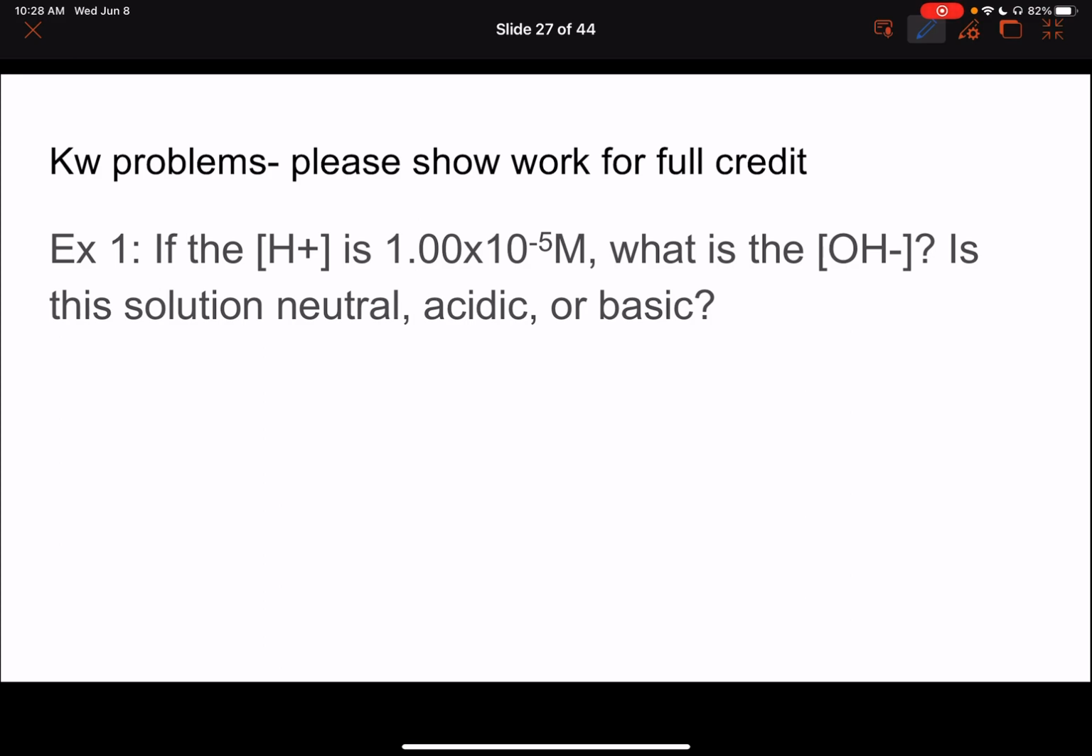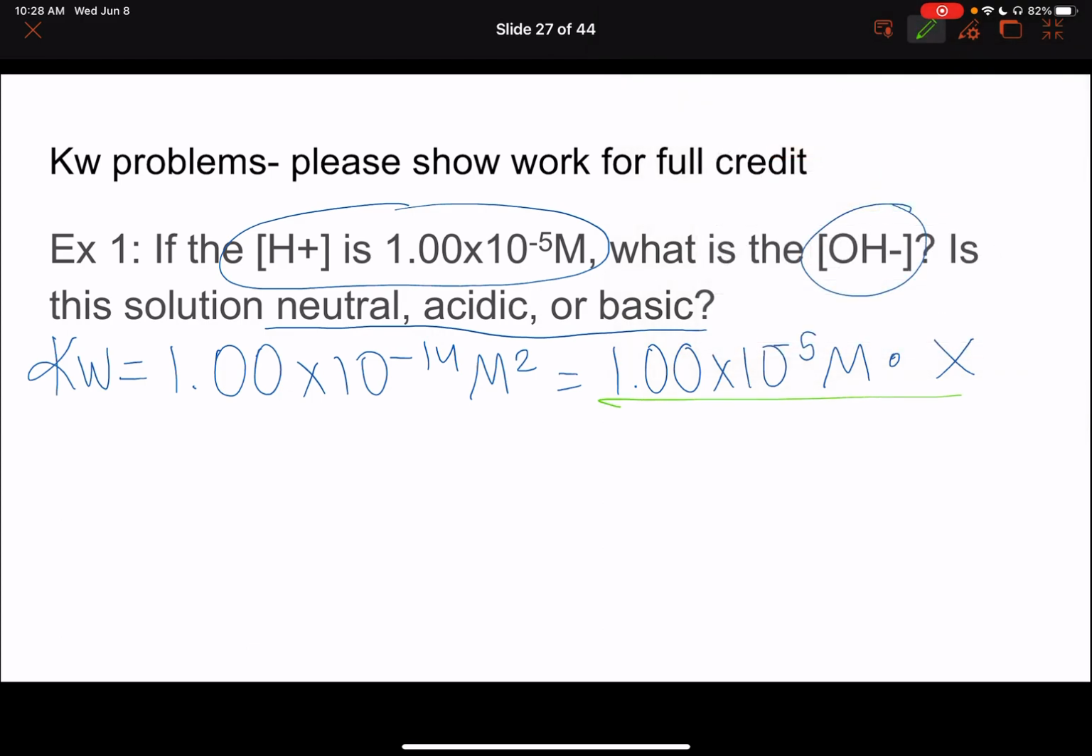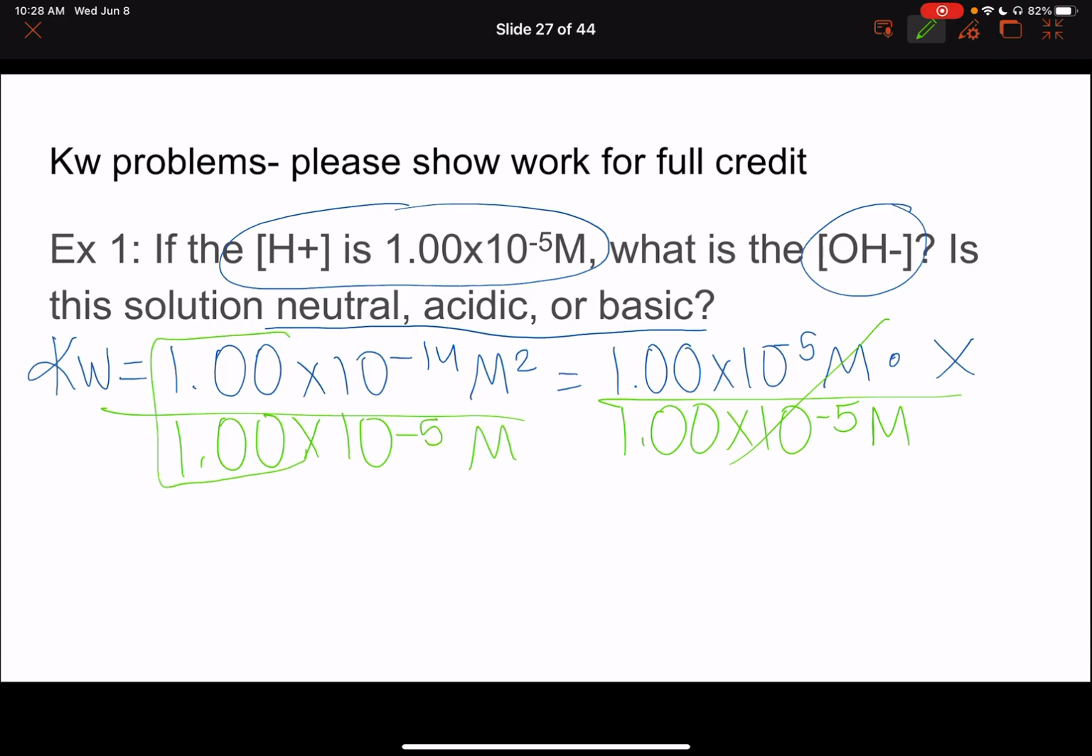So if H plus is 1.00 times 10 to the negative fifth molar, what is OH minus? Is it neutral, acidic, or basic? So our Kw is equal to 1.00 times 10 to the negative 14 molarity squared. We have our H plus is 1.0 times 10 to the negative fifth M, and we don't know our OH. So I'm going to divide both sides by that 1.0 times 10 to the negative fifth. I'm going to divide this side by the 1.0 times 10 to the negative fifth, and we'll see that what's 1 divided by 1? It's 1 times 10, what's negative 14 minus 5? So we're going to see what's negative 14 plus 5. We'll get a negative 9 for it, and then one of our molarities cancels out.